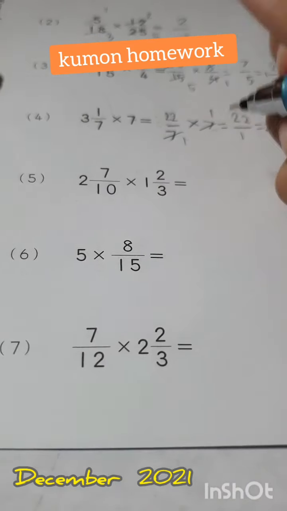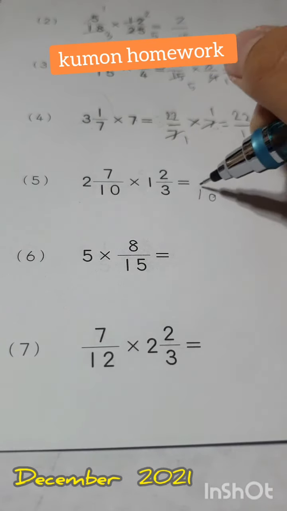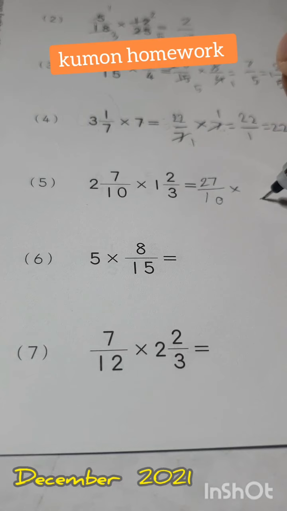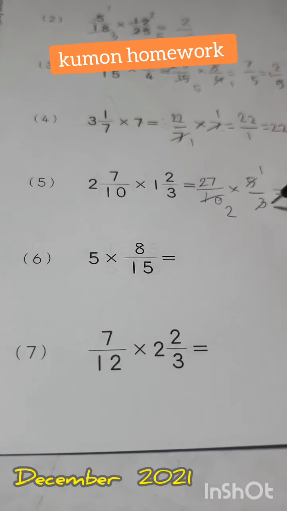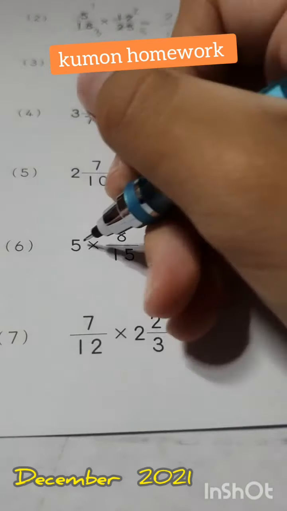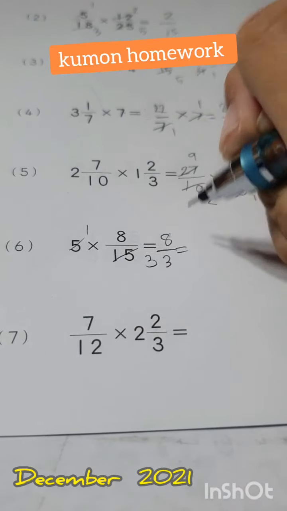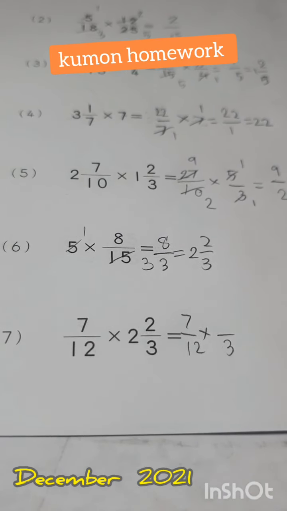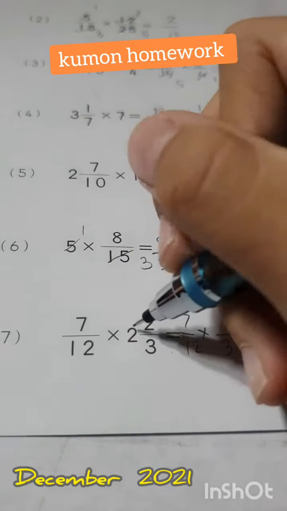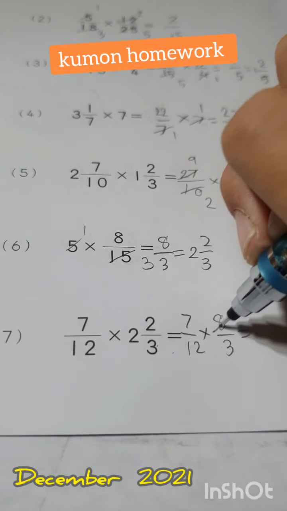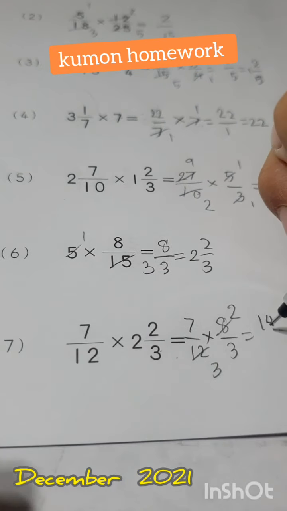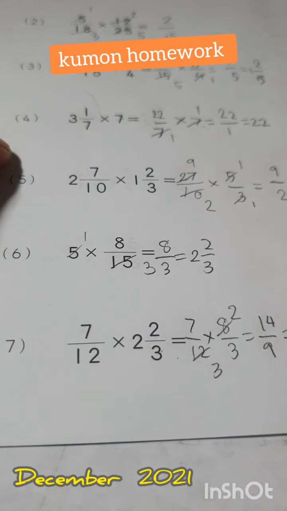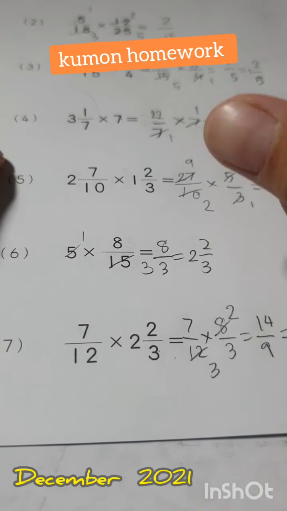Okay, and this one is number 5. 10. This one will exchange into improper fraction. This one we move, we divide it. That's multiplication. This. 2, 1 times 3, exchange, convert in improper fraction. This one, 8 divided 2, 3, 14, 9, whole number. Whole number is 1. Okay, 5. Okay, next page.